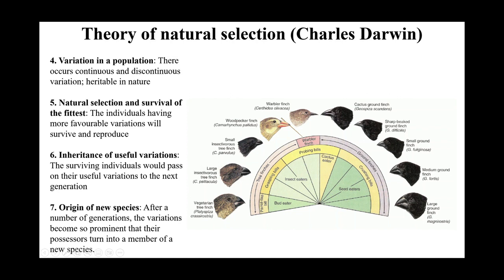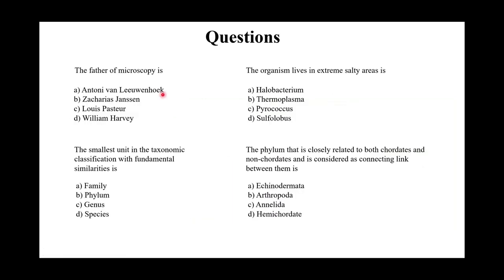The first is the father of microscopy, who was either Anton van Leeuwenhoek, Zacharias Janssen, Pasteur, or William Harvey. The second question says the organism lives in extremely salty areas, and they are called Halobacterium, Thermoplasma, Pyrococcus, or Sulfolobus. The third is the smallest unit in taxonomic classification with fundamental similarities. So you have to imagine the taxonomic rank pyramid here. So it's either family, phylum, genus, or species.